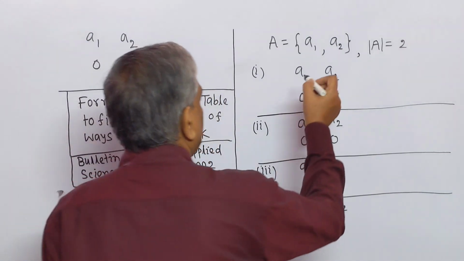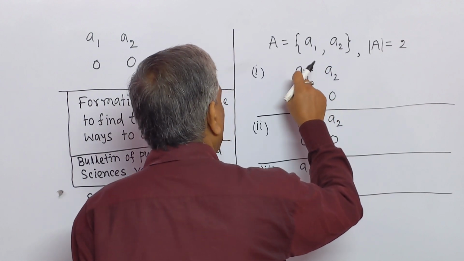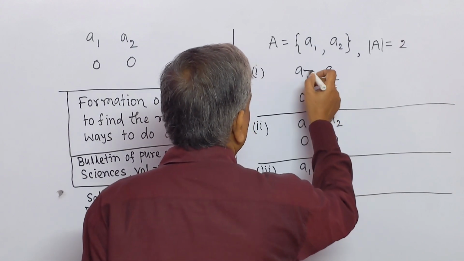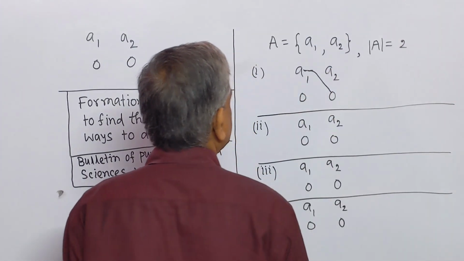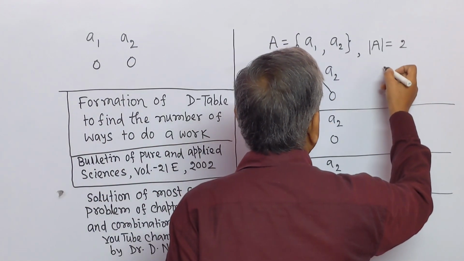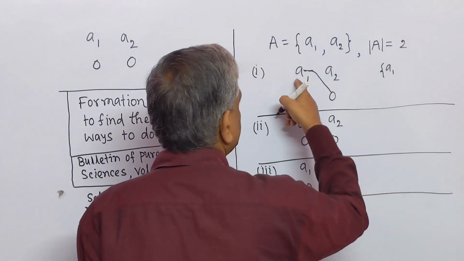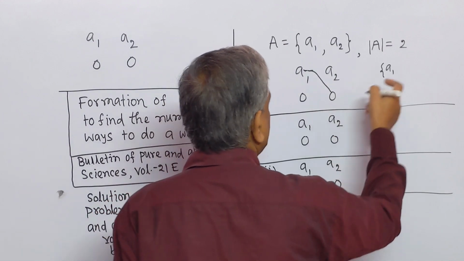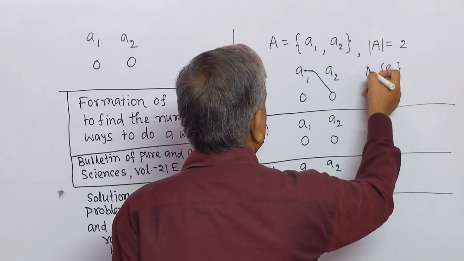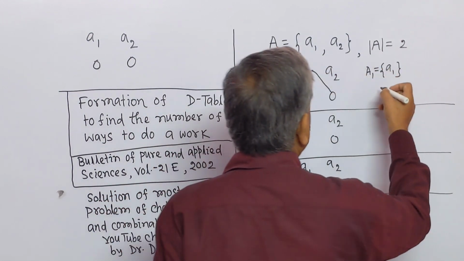If we draw a curve passing through one element of the first column and one element of the second column, this is a curve. This curve represents a set containing element A1 of the first column and no element of the second column. That is, we get a set A1. This A1 is a subset of A.